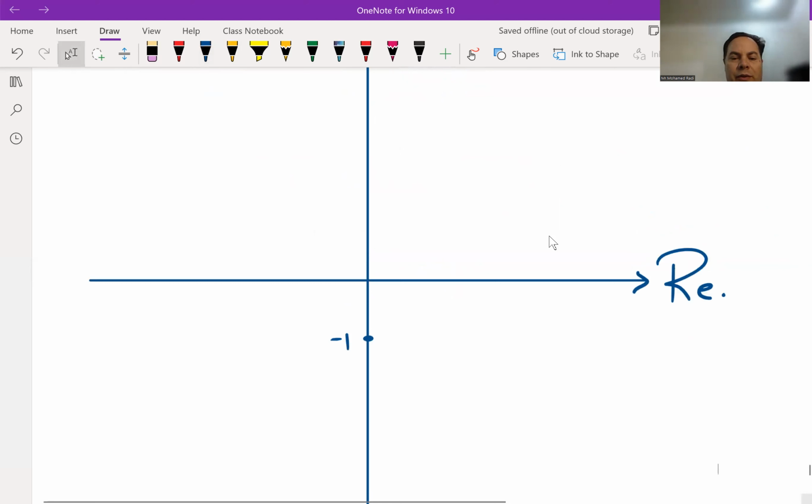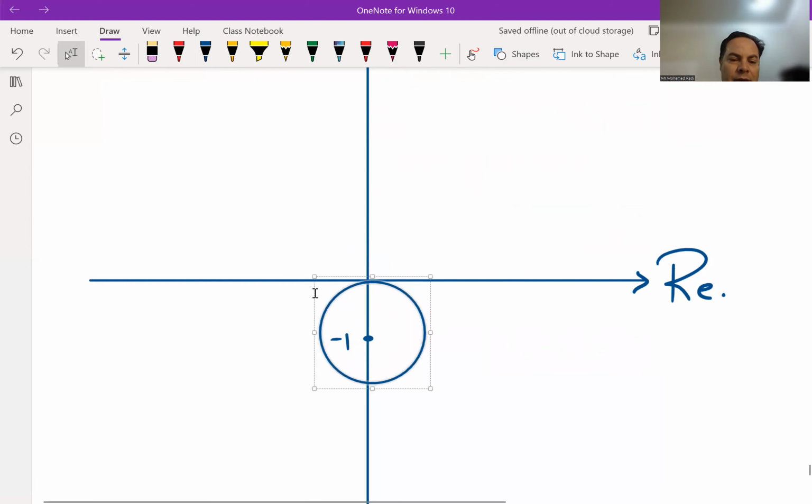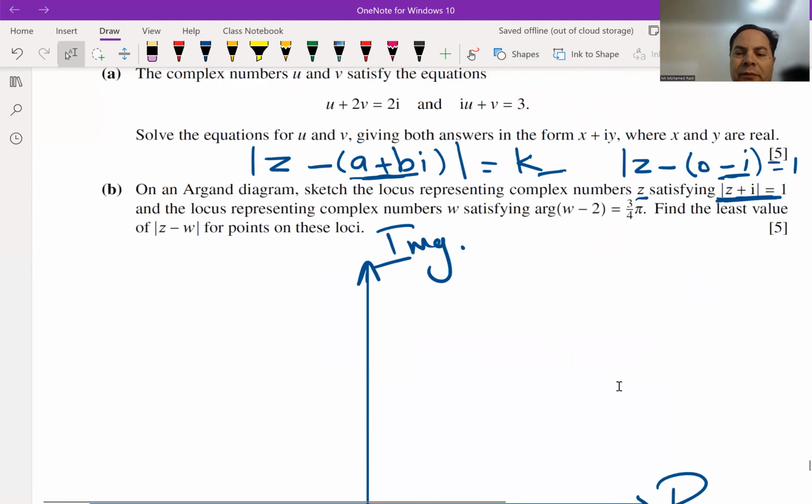It's better to use your compass, your geometric set, to draw a proper circle, with its center exactly at 0 and minus 1, and the radius 1. So accurately, we have a circle tangent to the x-axis, touching it at 0 and 0, and the radius is 1.